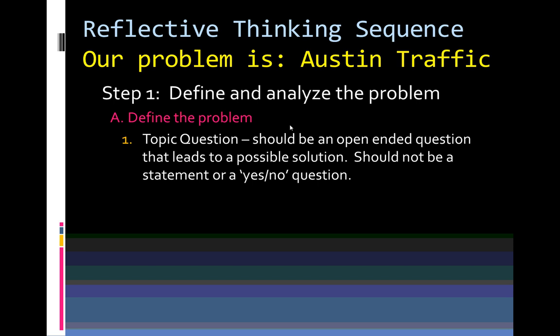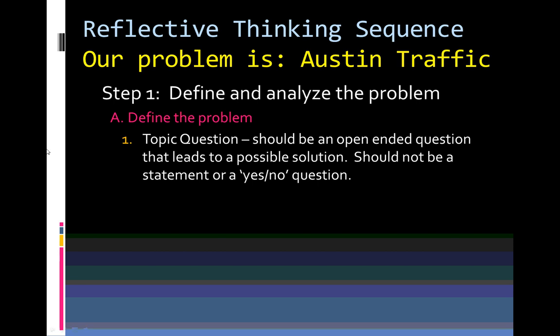So going through John Dewey's problem-solving method, we're going to start here with step 1, defining and analyzing the problem. Now, for example, for lecture, we're going to try to solve Austin's traffic. We should be able to do that in 5 or 10 minutes, I think. So the first thing you need to do is define the problem. Defining the problem basically has 2 steps to it.